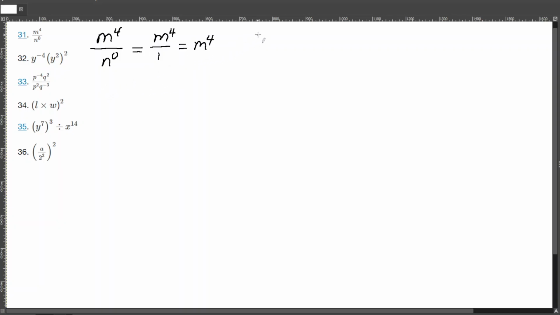For 32, it looks like we have y to the negative fourth times y squared, and then this term is squared. So what we can do for this one, well, let's just go ahead and do the power of the power rule. So we'll leave the y to the negative fourth alone. And then this one will be y squared times 2. So we're taking the inside power and multiplying the outside power.